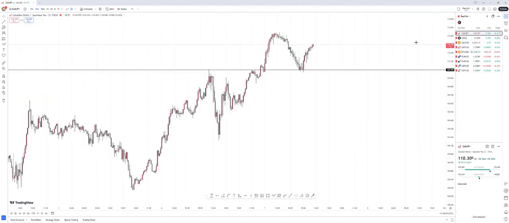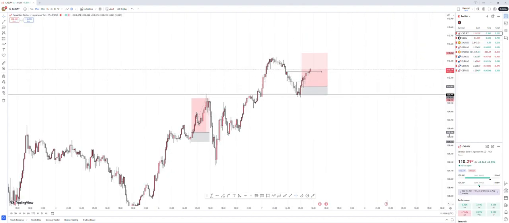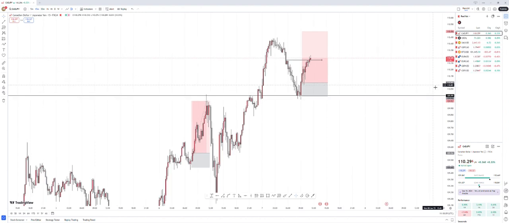So guys, that's it for today's lesson. As you can see, we are on profit on all our trades, all 4 trades except gold. That'll be all for today.